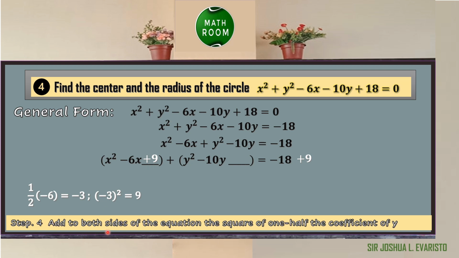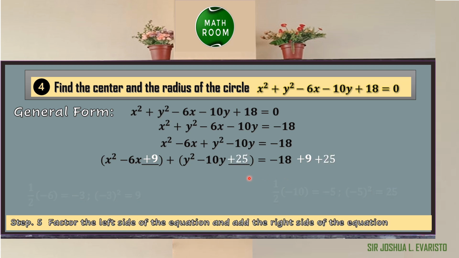Then, we will add to both sides of the equation the square of 1/2 the coefficient of y. So the coefficient of y is negative 10. 1/2 of negative 10 is negative 5. Negative 5 squared is equal to 25. We will add 25 on the left side and on the right side of the equation.